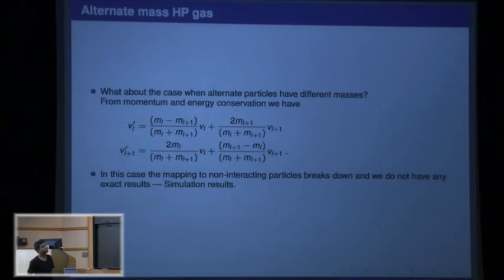Now let us go to non-integrable models, and the first model that I will talk about is this alternate mass hard particle gas. In this case, when there is a collision, you look at just momentum and energy being conserved, and then this is how the velocities transform. If you look at the trajectories, they get distorted, so you can't do this mapping to non-interacting particles, and so there are no exact results. I will just show you the simulation results.